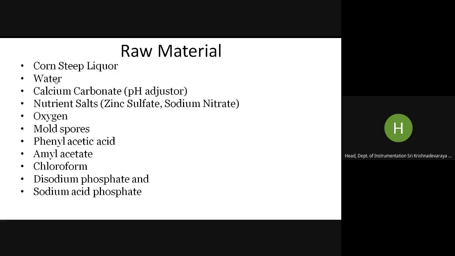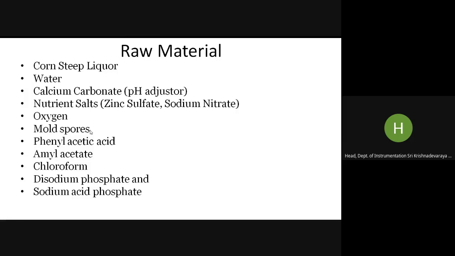Then you have water for nutrients, and calcium carbonate for pH adjustment, because this corn steep liquor always has to be adjusted with nutrients and pH. Then the nutrient salts that we do not have in water, like zinc sulfate and sodium nitrate, we also use. Then oxygen is the major thing that reacts with some carbon compounds and gives away carbon dioxide. Then we have mold spores, which are normally inoculated. Inoculated means it's basically like a vaccine kind of thing.